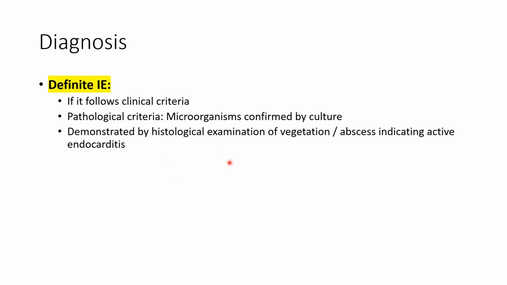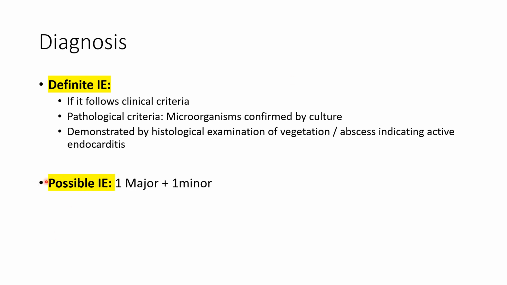For example, some infective focus you have sent, and from the pathology department they tell you there is an active infection happening in the endocardium. Then it proves that it is a definitive infective endocarditis. For example, microorganisms are confirmed by culture, and you have demonstrated them by histological examination. You've sent a sample of vegetation or that abscess which has formed in the endocardium, and they tell you it indicates active endocarditis, then that is a definitive sign of infective endocarditis.